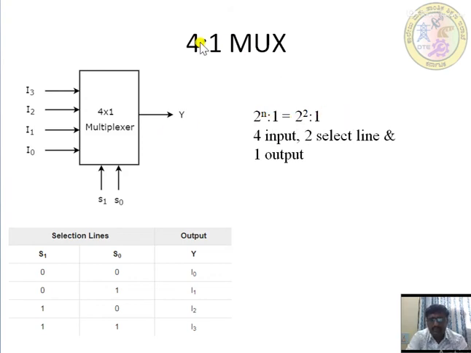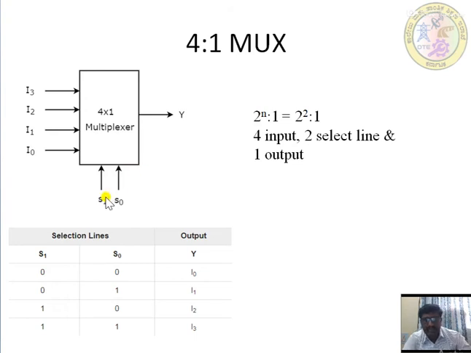So what is the expression we can write, 4:1 can be represented as 2 square is to 1. That is, it is having 2 square as 4 inputs, and the n is what here? 2. That is, it is having 2 select lines, and obviously it is having 1 output. So this one is the block diagram of a mux, that is 4:1 mux. It is having 4 inputs, I3, I2, I1 and I0, 2 select lines, S0 and S1, and Y is the output.